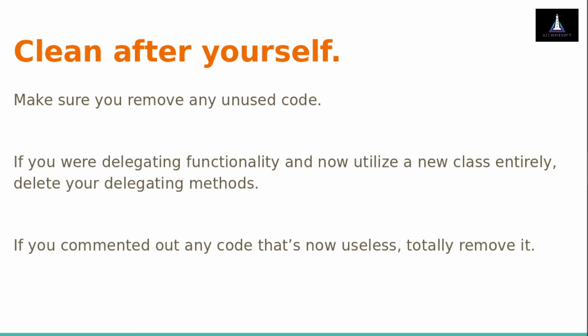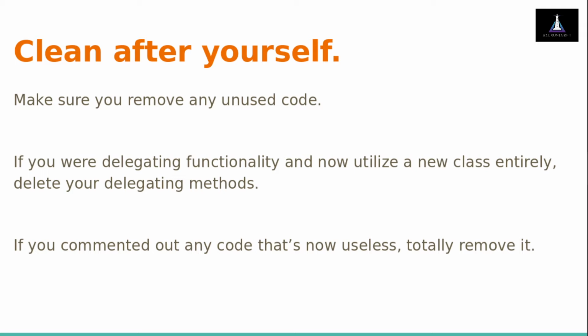Now let's say this delegation is no longer going to be required and you're going to make the clients talk to the new class directly. Then maybe I don't need that old class anymore, so I'm going to get rid of it, right? Maybe if I commented out some piece of code that is now dispensable because, come on, it's commented, the compiler or the interpreter doesn't execute that anymore, then go ahead and totally remove it.